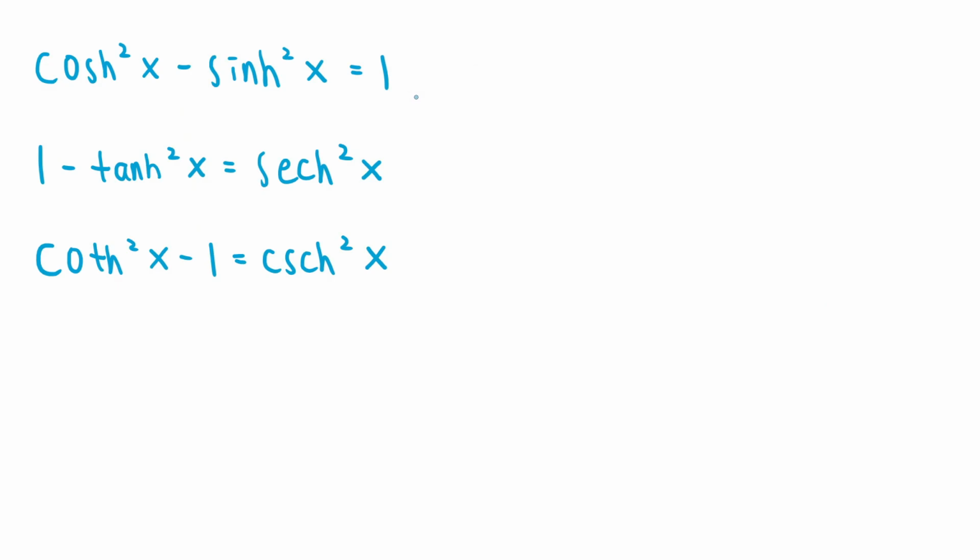The hyperbolic identities analogous to the trigonometric identities are cosh squared of x minus sinh squared of x equals 1, 1 minus tanh squared of x equals sech squared of x, and coth squared of x minus 1 equals cosech squared of x. They're similar to the trigonometric identities I mentioned earlier, but with a negative sign in front of one of the terms instead. So what I'll do now is prove each one.